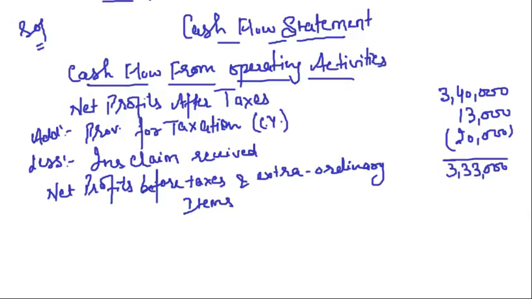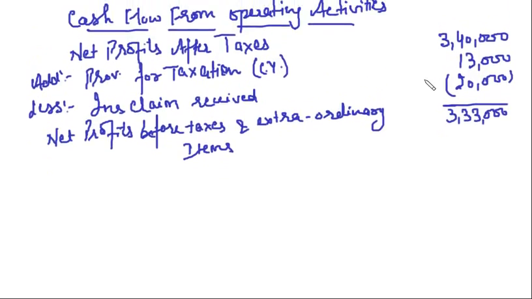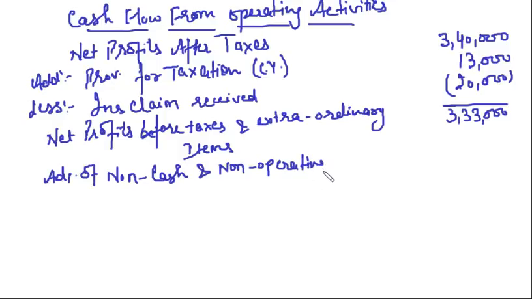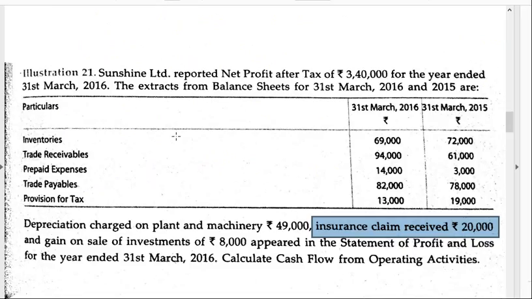Now, what is the next step? Can you tell me the next step? Adjustment of non-cash and non-operating items. Clear? Now, from the net profits before taxes and extraordinary items, we are going to adjust the non-cash and non-operating items. Now, let's identify which are the non-cash and non-operating items.